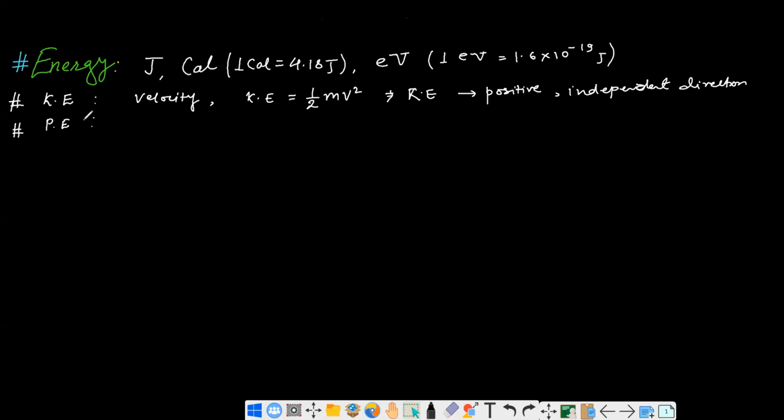Okay, so let's move on to potential energy. The potential energy is defined only for a conservative field. And this potential energy can sometimes be positive and sometimes negative. So how can we differentiate, like when it is positive and when it is negative?